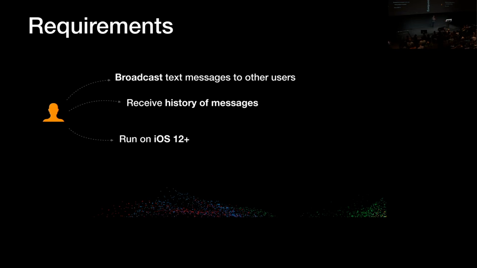The requirements are that, when we connect to the server and we send a message, we expect this message to be quickly delivered to all connected clients, broadcasted, including us. The second requirement is that when we connect, we expect the server to push the messages, like the history of the messages, immediately to us, so we have the same context as other users. And the third requirement, to make this application a little bit more realistic, is that we want to run it on iOS 12 and iOS 13.